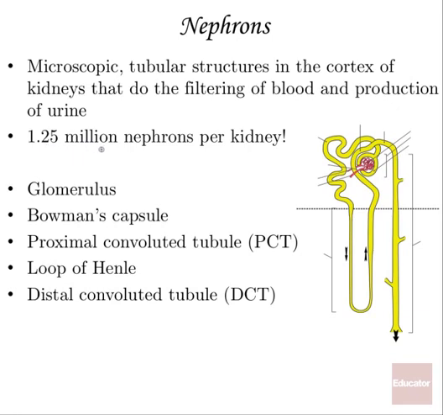So 1.25 million nephrons per kidney. Wow, amazing to think about. That's 2.5 million total.